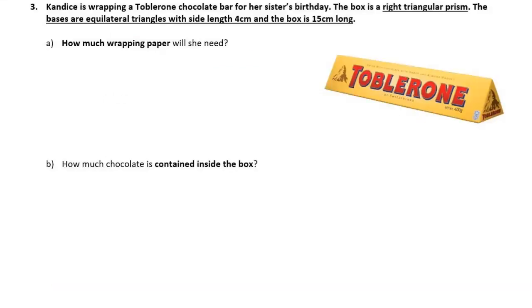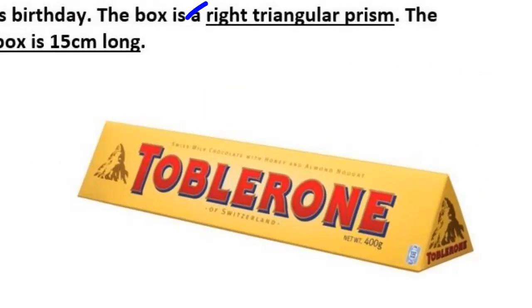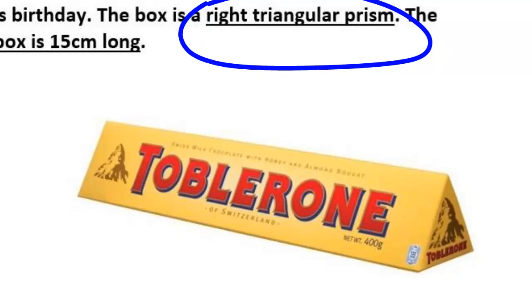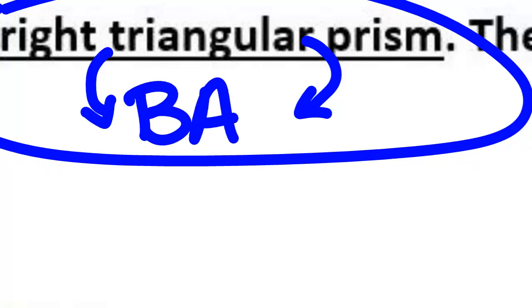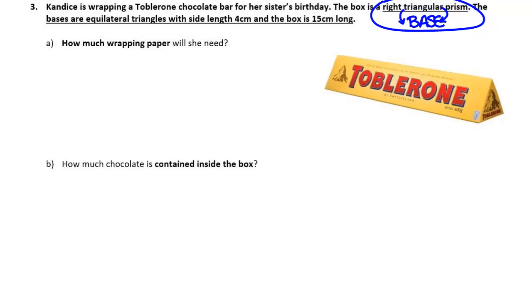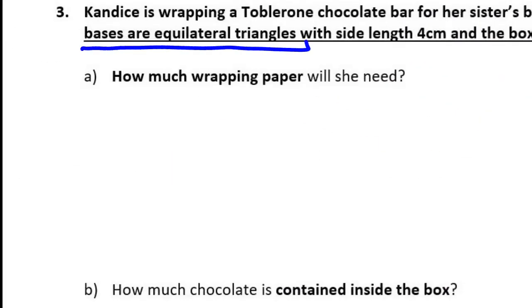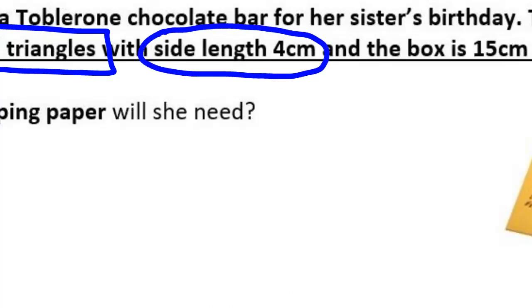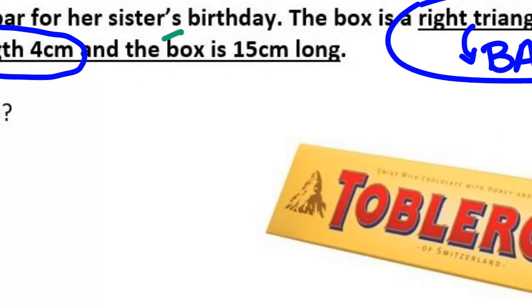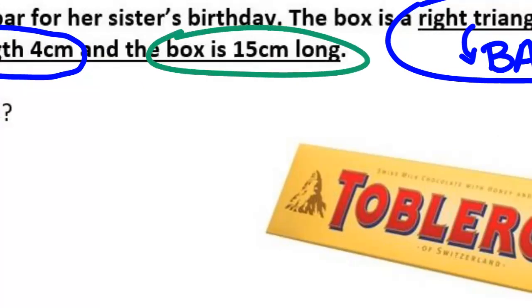Candace is wrapping a Toblerone chocolate bar for her sister's birthday. The box is a right triangular prism. What are they telling me right there? What's a triangle? The base is a triangle. The bases are equilateral triangles with side length 4 centimeters. And the box is 15 centimeters long.